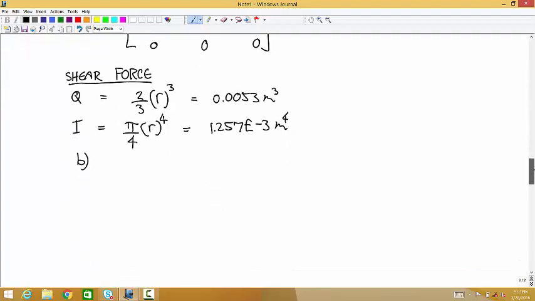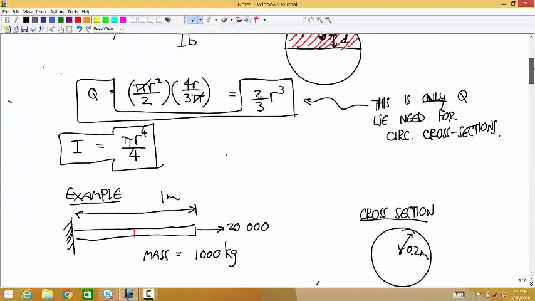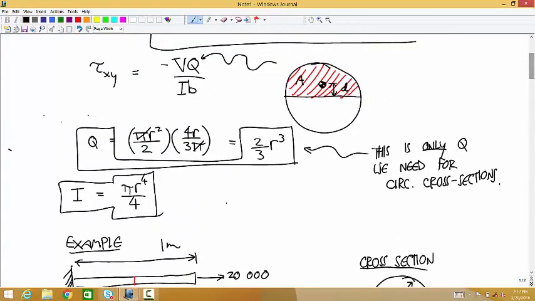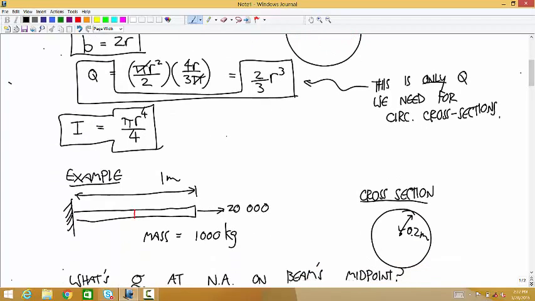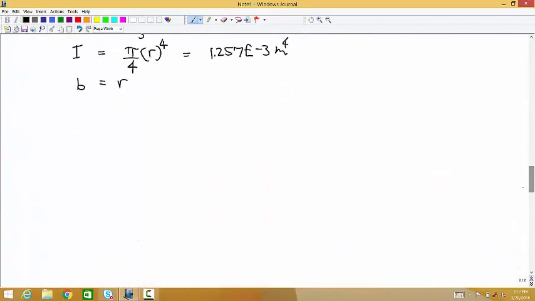Oh, this is another thing that's always the same. That B in the formula is just the width of the cross-section at that point. So this is just always equal to R. Let's add that up here. I thought that 2 was implied. Because it's a diameter. The width is a diameter, not a radius.